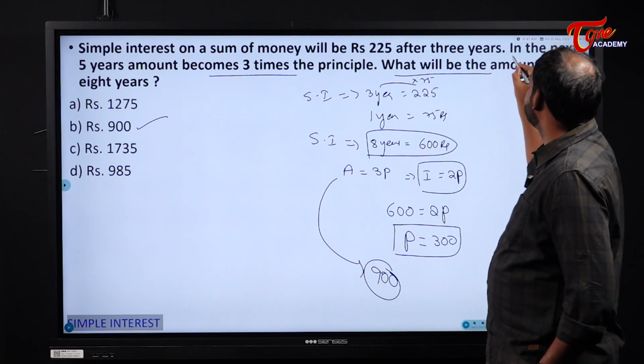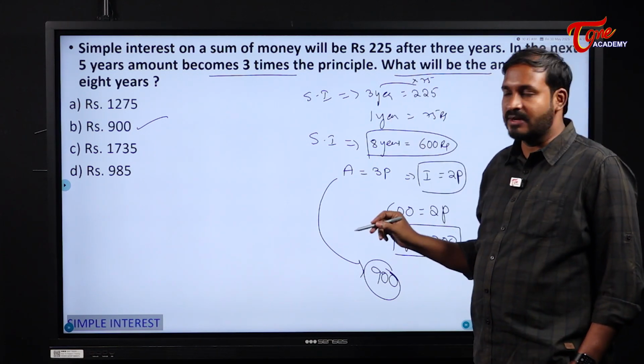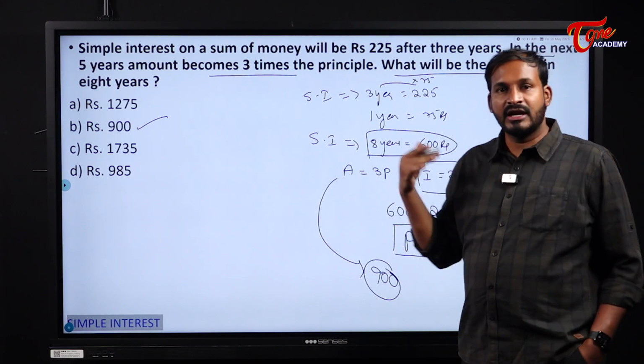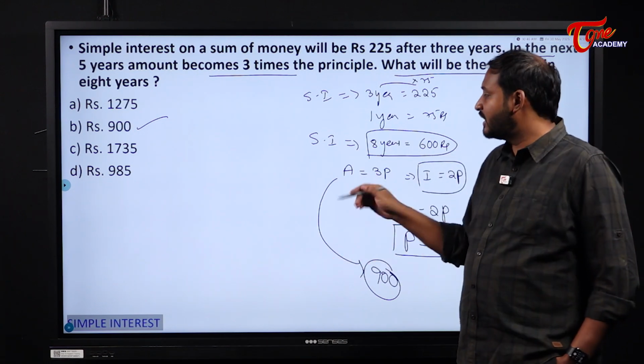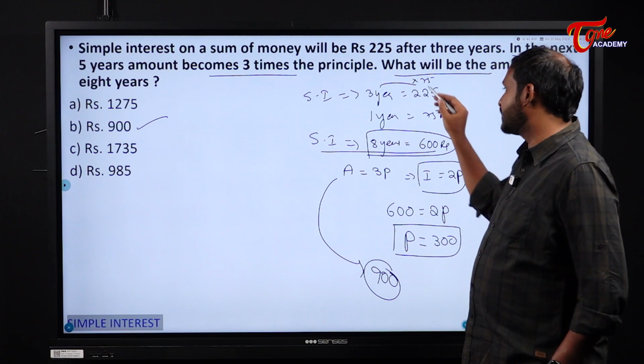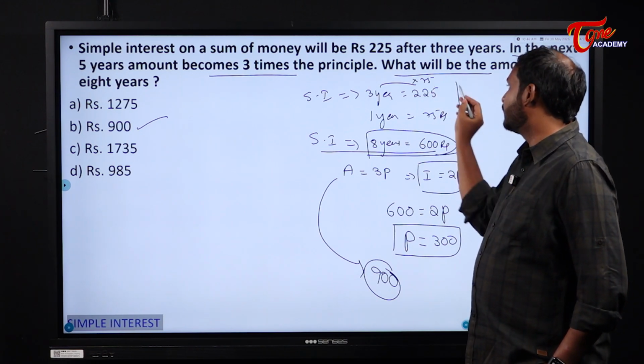Here you should understand this one, students. In the next 5 years the amount becomes, means 3 are already finished and 5 more years. So overall how many years? 8 years. So in general, what will be the simple interest for 8 years according to this one? It will be 600. Put that aside.